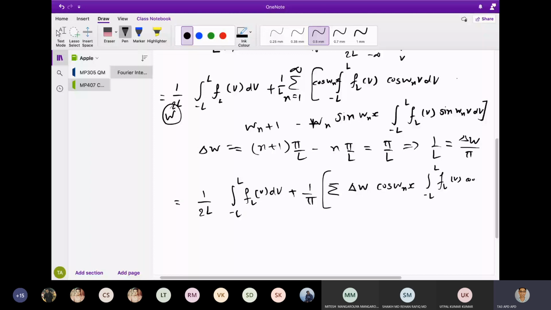I'm not writing this whole term. This is the whole cos term over here, and plus we will have delta w again here because it is multiplied inside. Sine(wn x) into the same integral of minus L to L. This is the sine term, f_L(v) into the sine term. Again, I'm not writing the whole term, so you just write it. That's the bracket over.